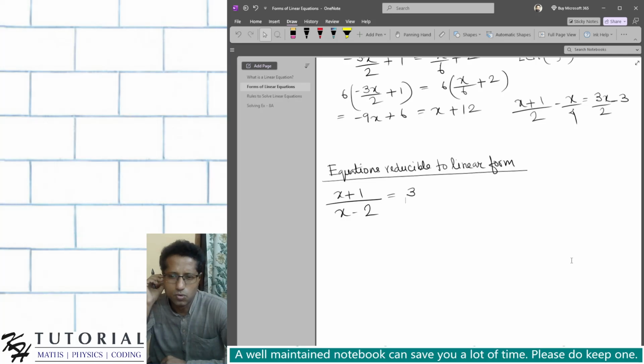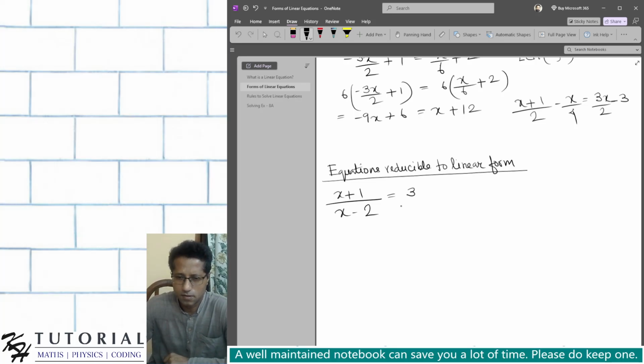But if you do some manipulation, that is by applying the rules of solving a linear equation, which we will discuss shortly, we can convert this equation to linear form. So this is an example of an equation which can be reduced to a linear form, but in its current form, it is not a linear equation, because the polynomial, that is the LHS x plus 1 divided by x minus 2, is not a linear polynomial.